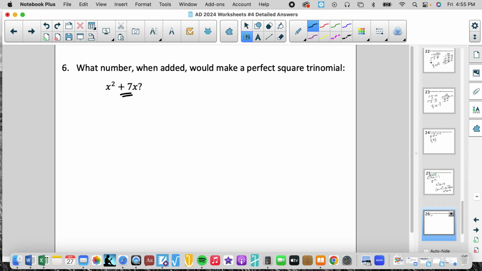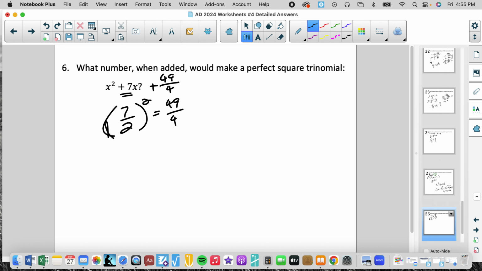This is odd. Ooh. So when we take half of it, it equals 7 over 2. And we square it, that's going to equal 49 over 4. So that's what we have to add to both sides. Ugh, ugly. Not fun, but super easy. So 49 fourths is the easy, super easy answer.